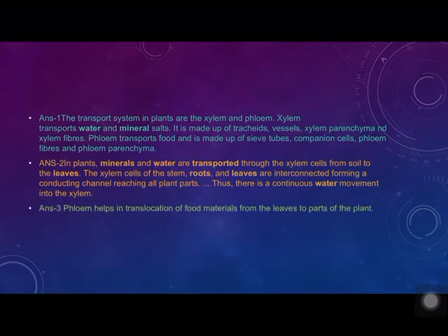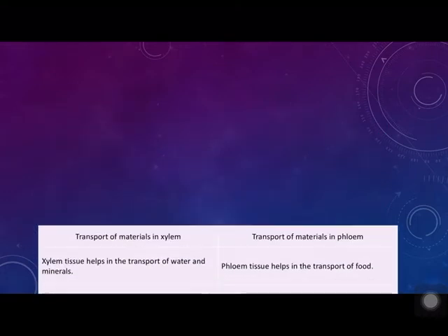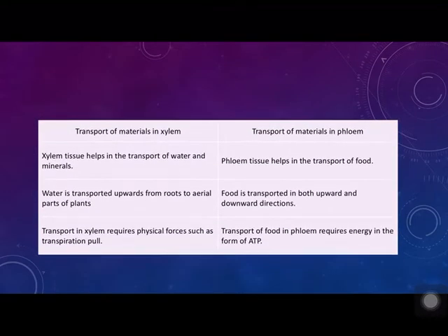Then answer 3, phloem helps in translocation of food materials from the leaves to the parts of the plant. Phloem transports food in both directions, upward and downward, and ATP is required in this. And this is the last, transport of material in xylem and transport of material in phloem. So all the questions have been answered. You can easily write the answers of this.